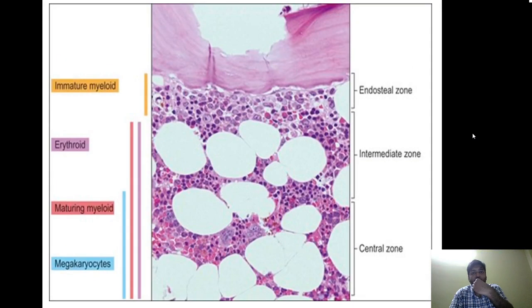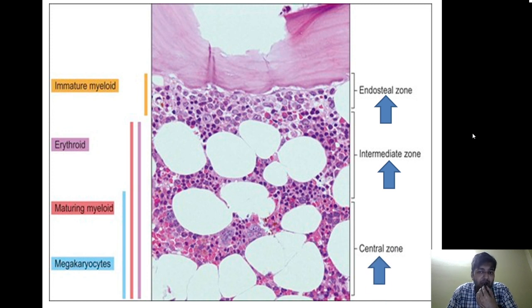Now let us see the bone marrow organization. We have read about the genesis of the different kinds of blood cells. We have also seen how they look in the bone marrow or in the peripheral blood. So now we want to see their location, what is their address in the bone marrow. First, this is the bone marrow. On the upper end is the trabeculae or the cortex in the endosteal region. Then we have an intermediate zone, then we have a central zone.